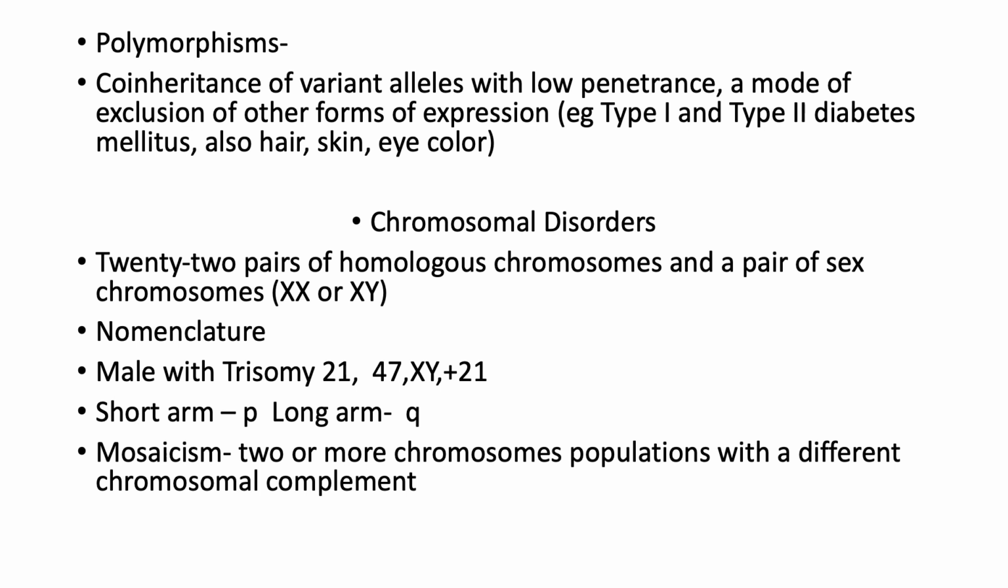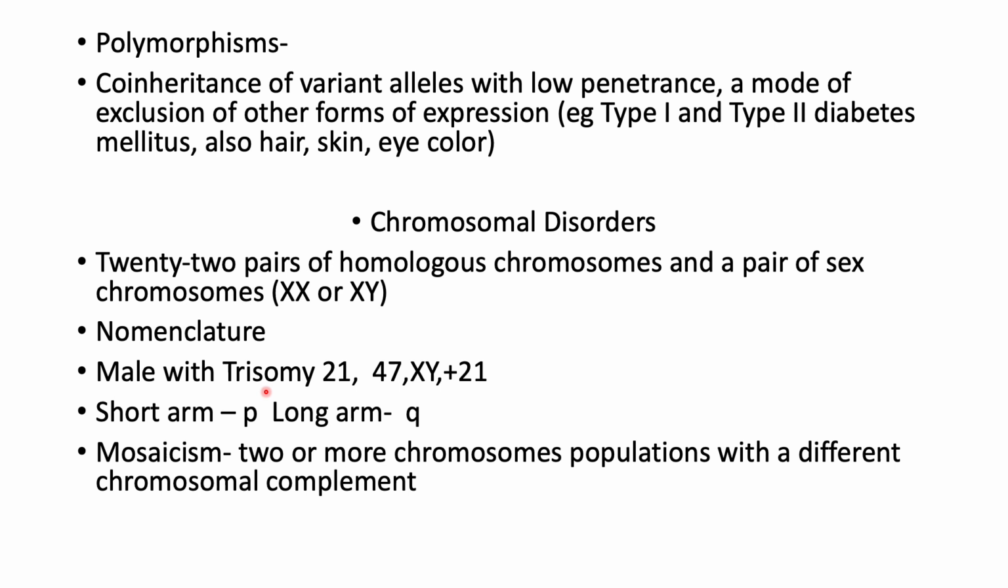Polymorphisms: co-inheritance of variant alleles with low penetrance. This is a mode of exclusion of other forms of expression. For example, type 1 and type 2 diabetes mellitus, also hair, skin, and eye color depend on co-inheritance of alleles with low penetrance. There are also chromosomal disorders. We are born with 22 pairs of homologous chromosomes and a pair of sex chromosomes, either XX or XY.